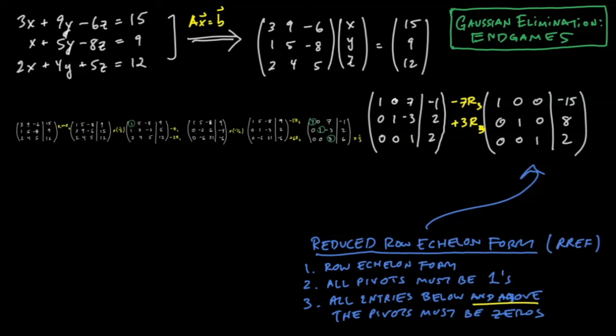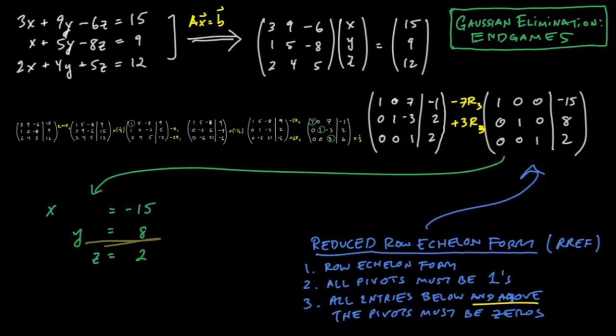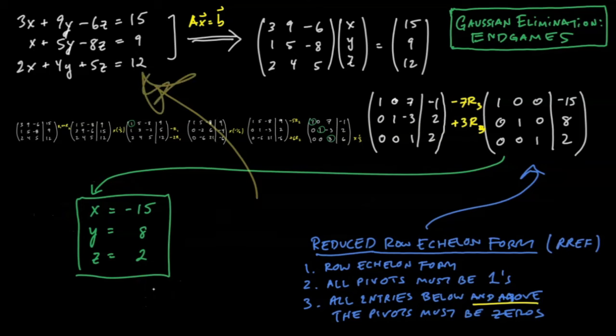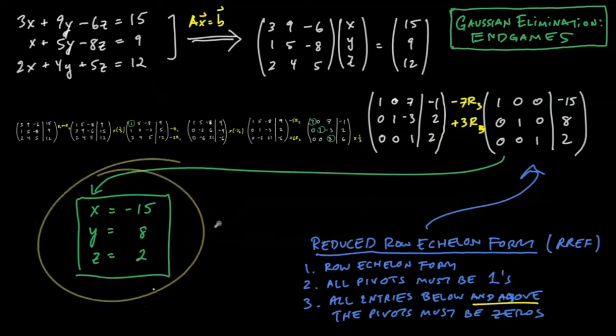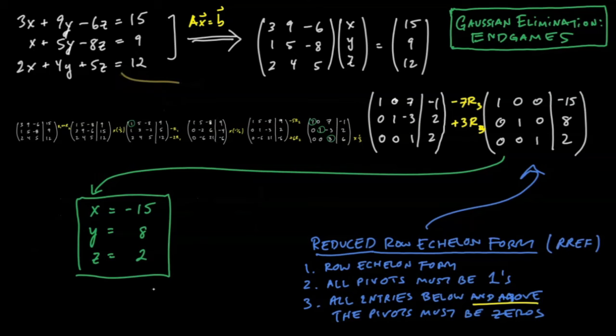The other really nice thing about reduced row echelon form is that we can read the solutions of the system off immediately. There's no need for back substitution or anything like that, because if we think about the underlying system of equations corresponding to that matrix, those equations are x equals minus 15, y equals 8, and z equals 2. So those are the coordinates of the unique solution to our original system of equations. Pop those values into those equations, and in all three cases, you will get a true statement.